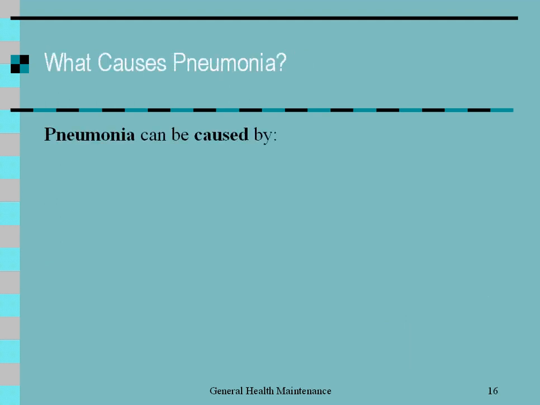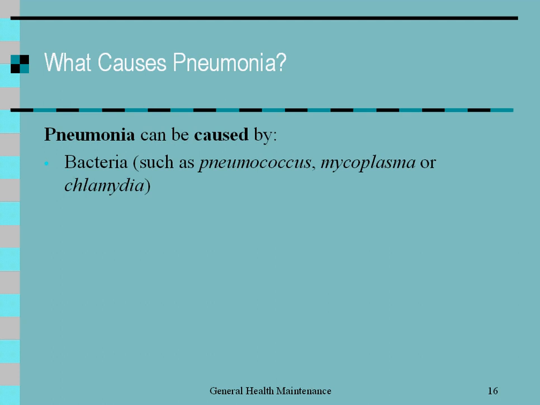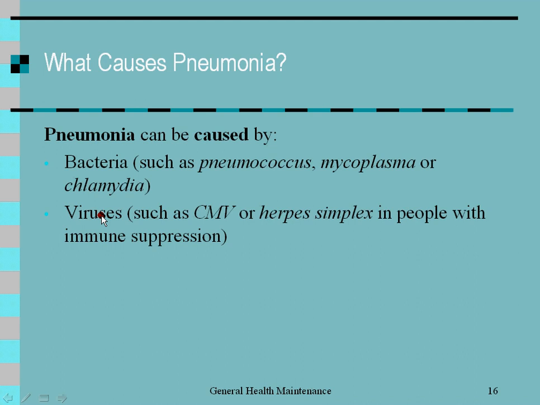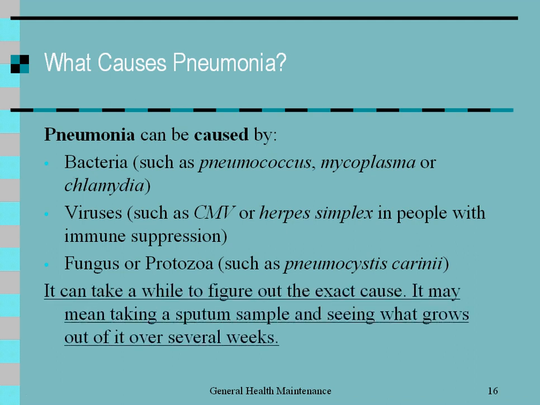So, multiple things can cause pneumonia. A bacteria could cause pneumonia. Viruses could cause pneumonia. Fungus or protozoa, and this is pneumocystis, a fungal infection. That's PCP pneumonia. That's a very common opportunistic infection in folks living with HIV. So it can take a while to figure out the exact cause, and it might mean that we have to culture the sputum to figure out what is causing the pneumonia.